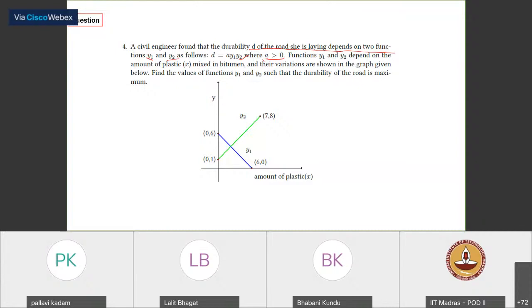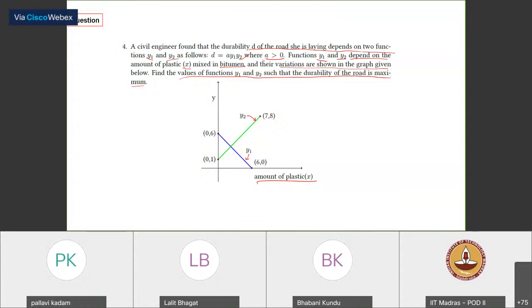Just a minute, Vidya, I'll look into your question in a bit. Where a is greater than 0. The functions y1 and y2 depend upon the amount of plastic x mixed in bitumen, and their variations are shown in the graph. Fine. So this is y2, and this is y1, I think. Find the values of the functions such that the durability is maximum. Whenever they say maximum, a maximum point means vertex or something.